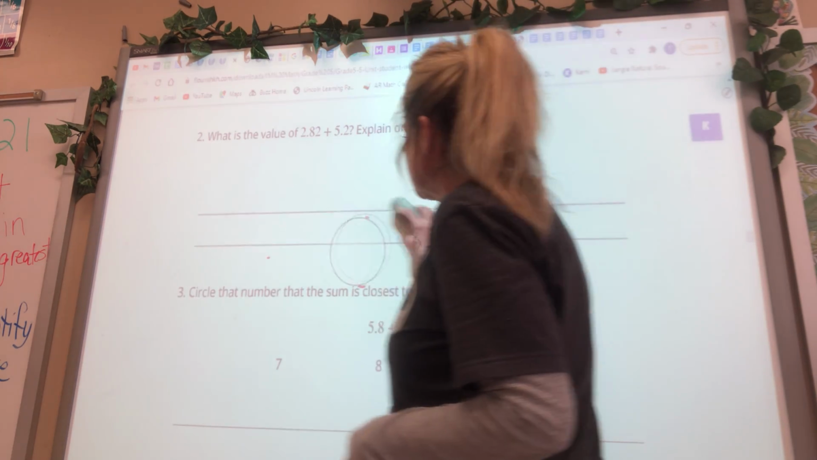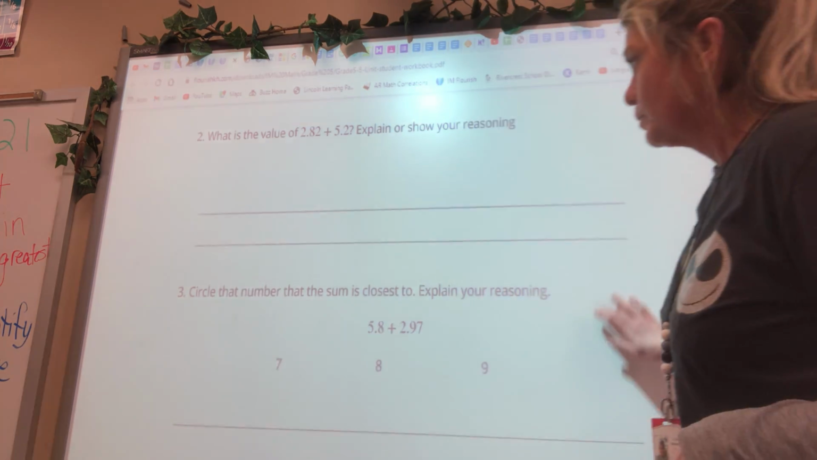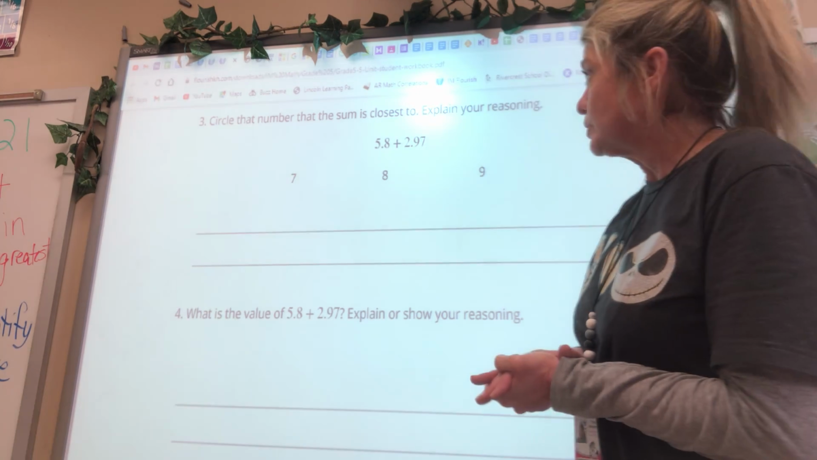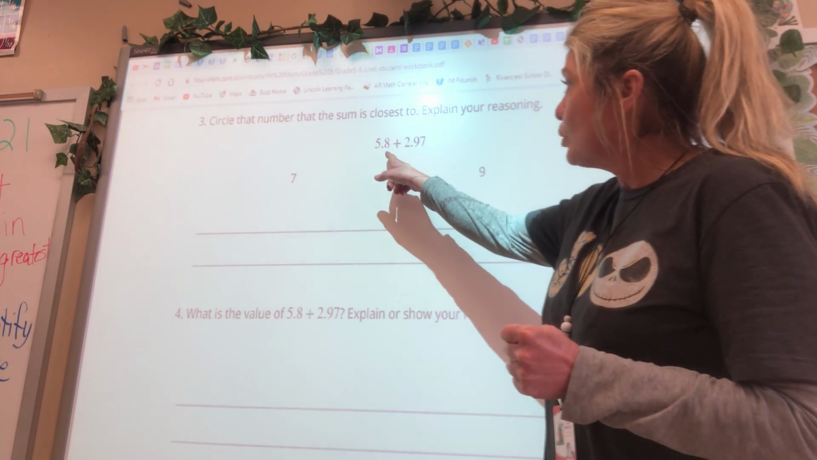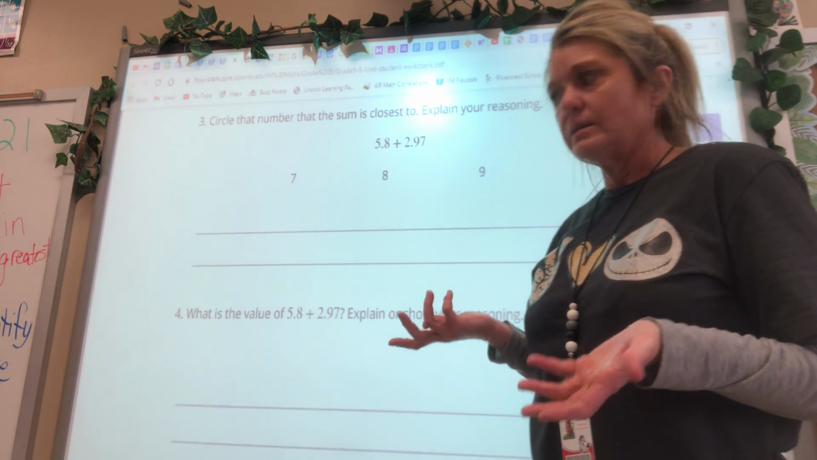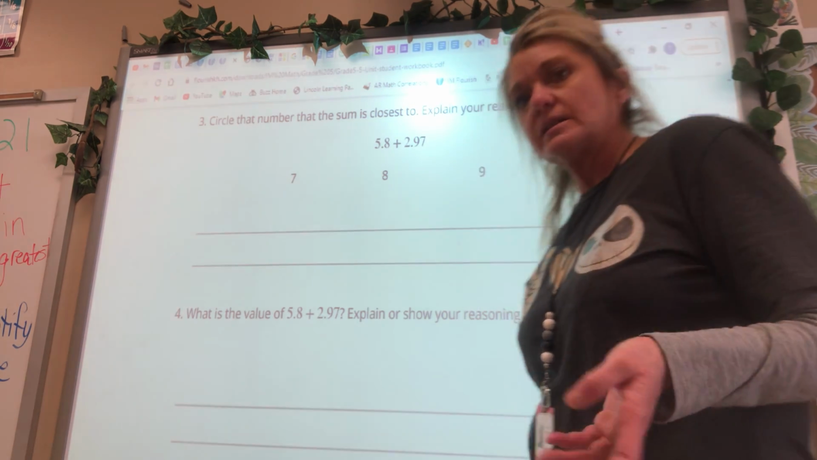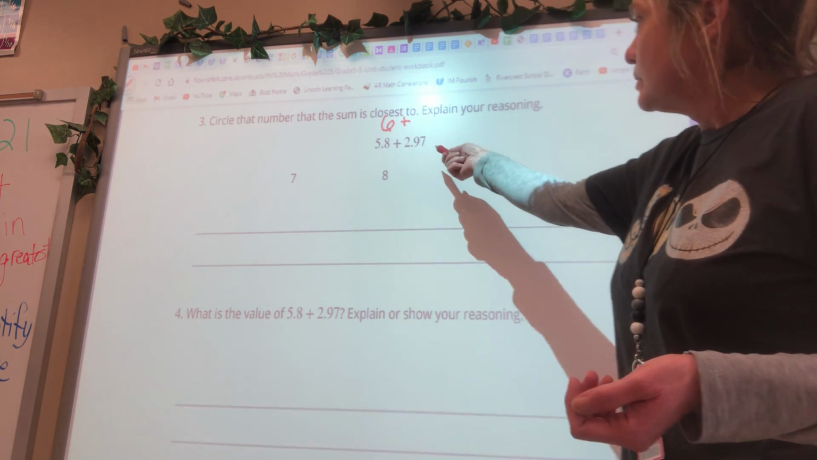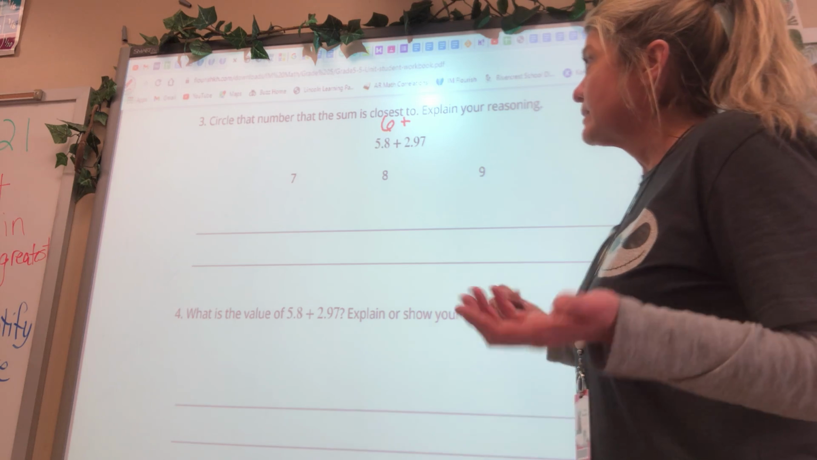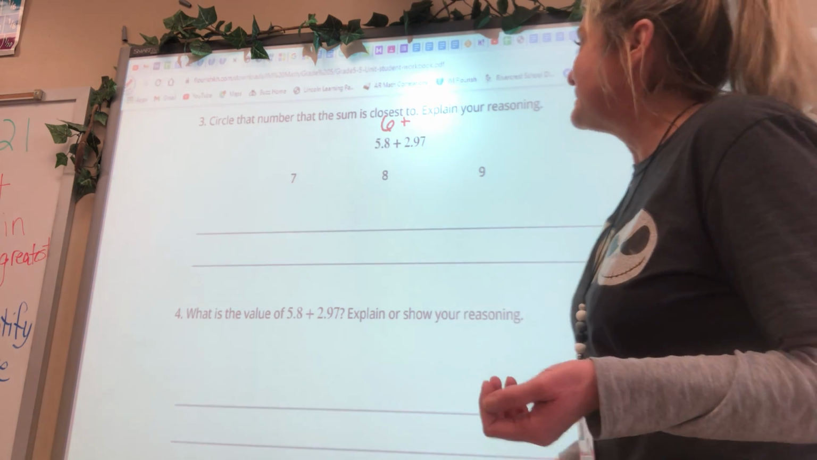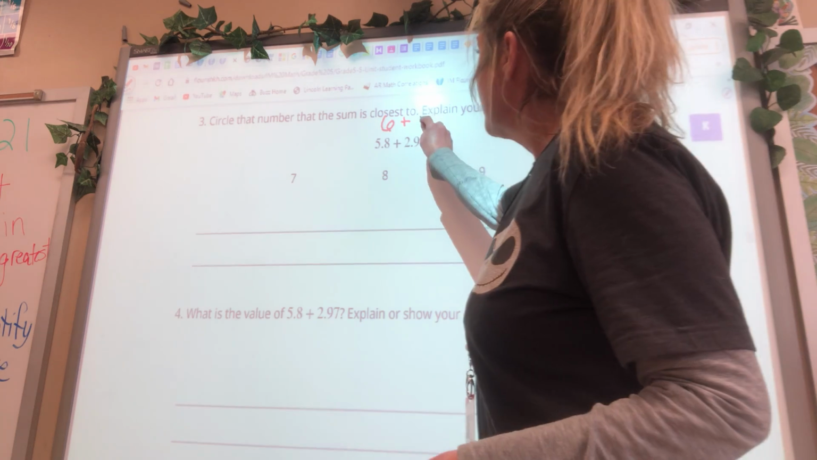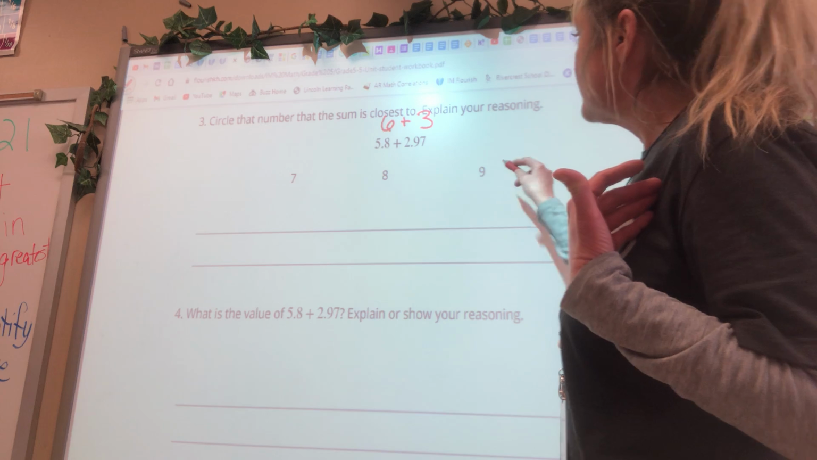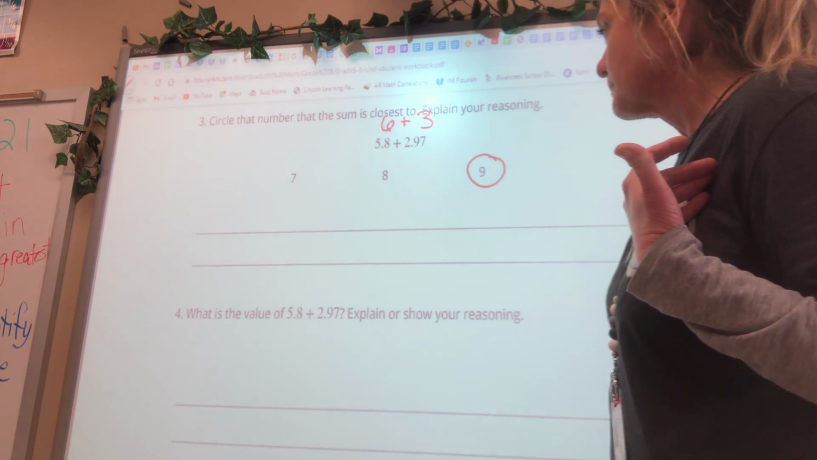Okay, on the next one. We're going to estimate and circle what we think it's the closest to. Well, we had 5.8, and again, if I think of that as money, $5.80, that's just almost $6, isn't it? Okay, and then this one, 2.97. If I think of it like money, it's $2.97. So I just almost have $3. So 6 plus 3, the closest that I think it would be to is this one.